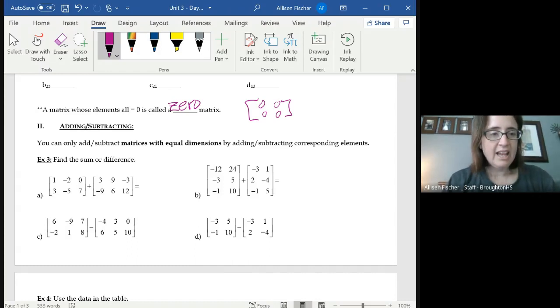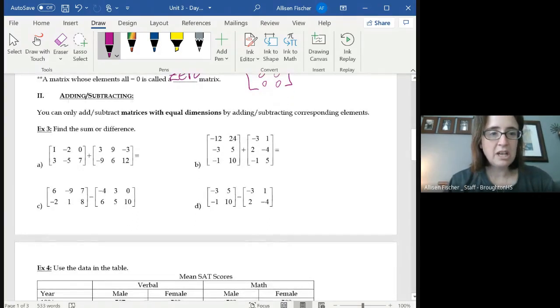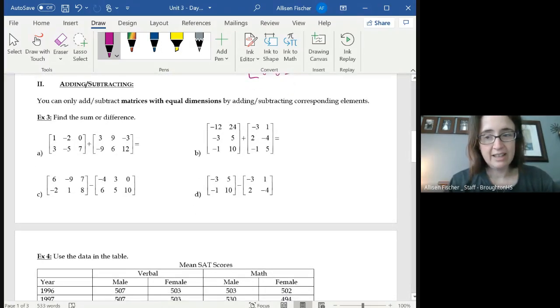All right, in section 2, we're going to be talking about adding and subtracting. Now, friends, you can only add or subtract matrices if they have equal dimensions. And you're going to do that kind of like you would if you were combining like terms. You're going to add and subtract the corresponding elements. So if it's in the top left corner, you're going to add that to the other top left corner. If it's in the top right corner, you're going to add that to the top right corner, and so on and so forth.